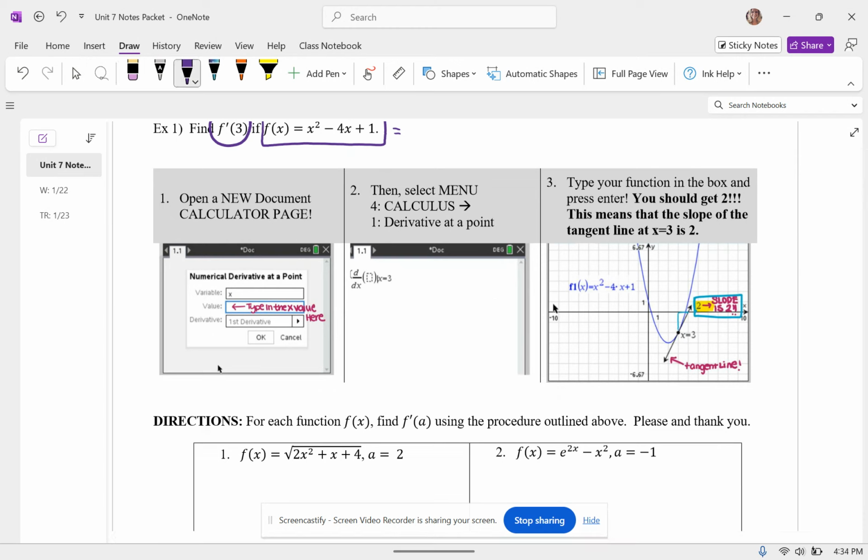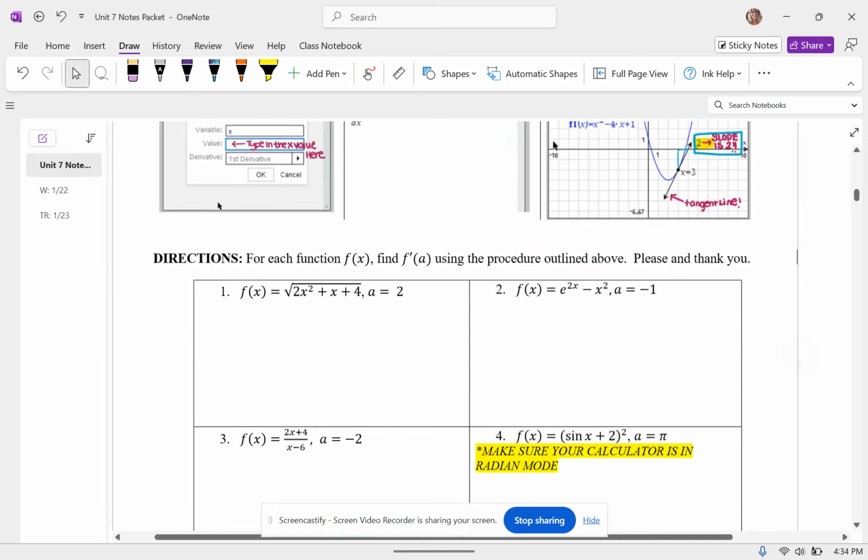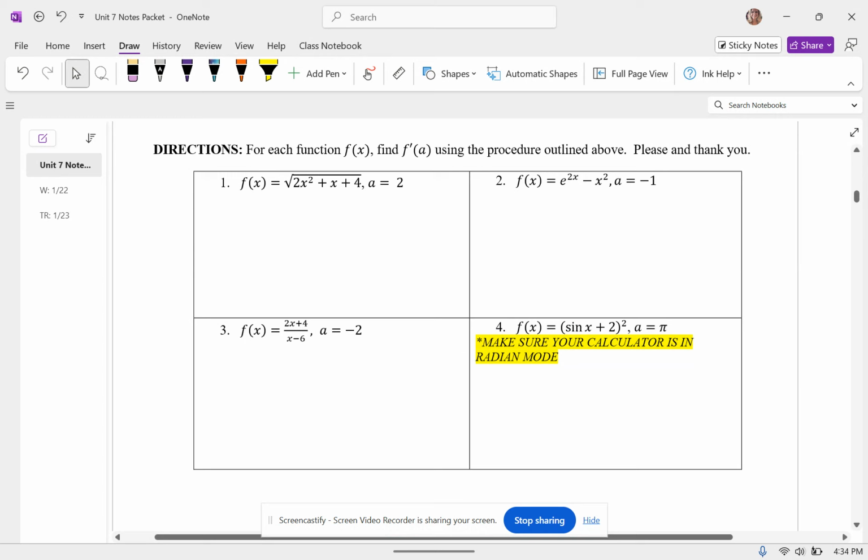This means that the slope of the tangent line at x equals 3 is 2. So let's look at the curve of the original. Yep, it looks great. Let's go to where x is 3. Let's go down to the curve. And if we drew a tangent line right there, the slope would be 2. Okay. So for each function f of x, find f prime of a using the procedure outlined above.